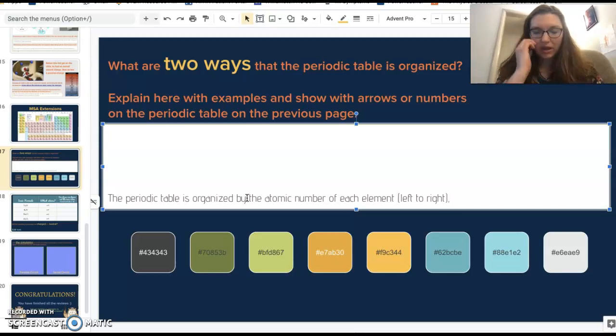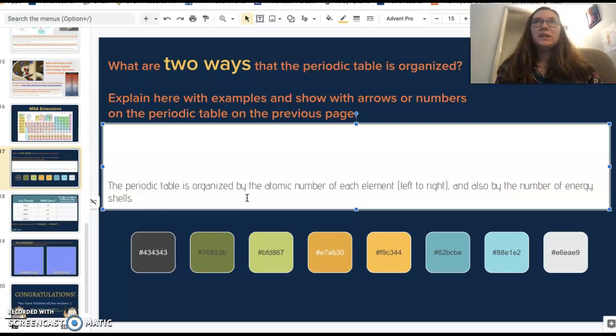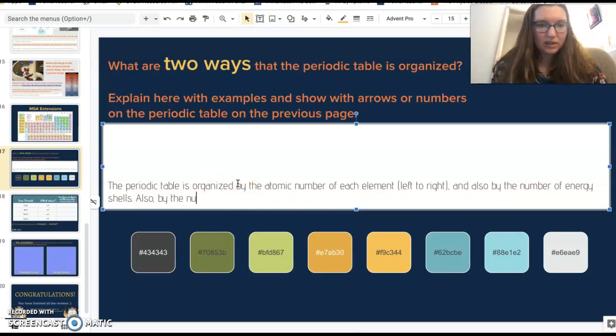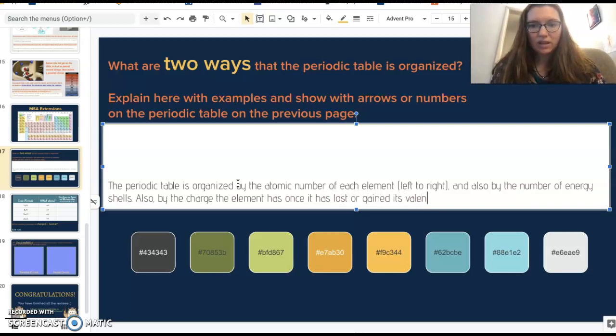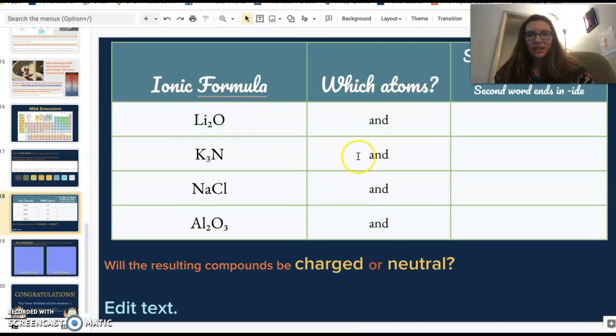And also by a third way you could talk about is by the charge that each element ends up with when it has lost or gained its valence electrons. And that's just kind of like, yeah, that will work.